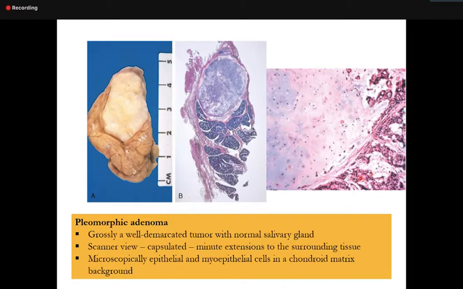Now this is the microscopic appearance. You can see this is cartilage-like mesenchymal tissue. It is myxoid stroma and chondroid, cartilage-like stroma. And these are epithelial cells. Some of them are myoepithelial cells. Because of this varied morphology of the components, it is known as pleomorphic adenoma.